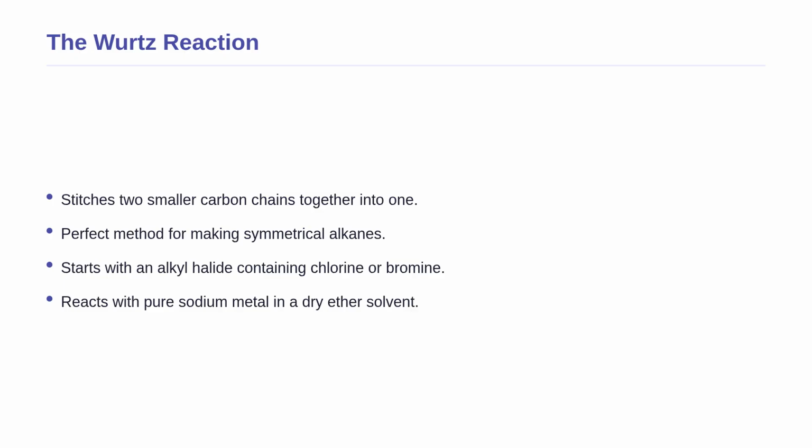Adding hydrogen is great, but what if we want to stitch two smaller carbon chains together? This brings us to the Wurtz reaction. Think of this method like taking two identical Lego blocks and snapping them together to make a single block that is twice as long. It is the perfect tool for making symmetrical alkanes. We start with an alkyl halide, which is a carbon chain attached to a halogen atom, like chlorine or bromine. We then react this molecule with pure sodium metal in a solvent called dry ether.